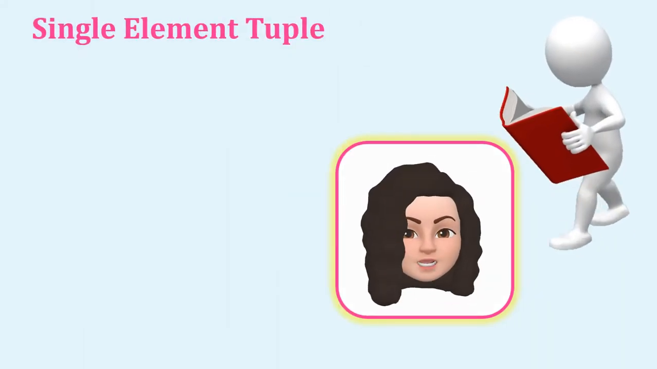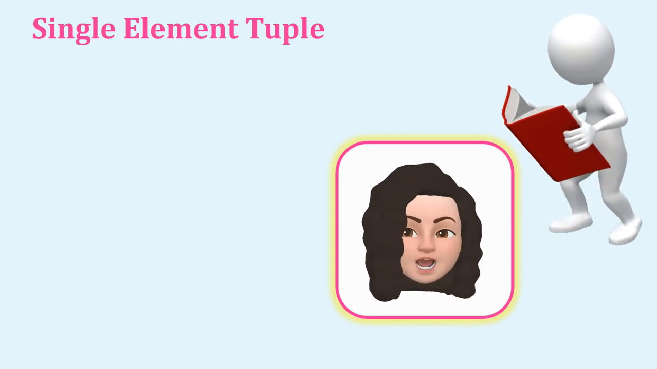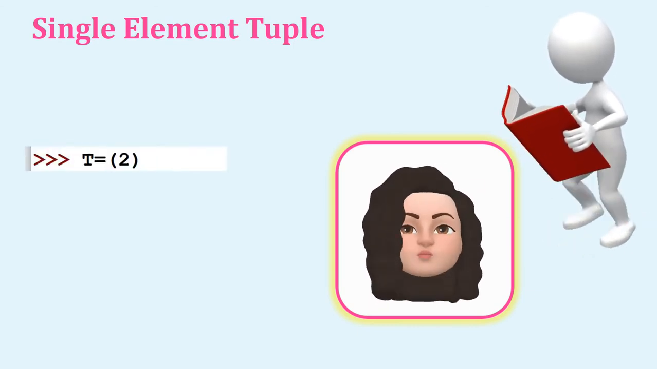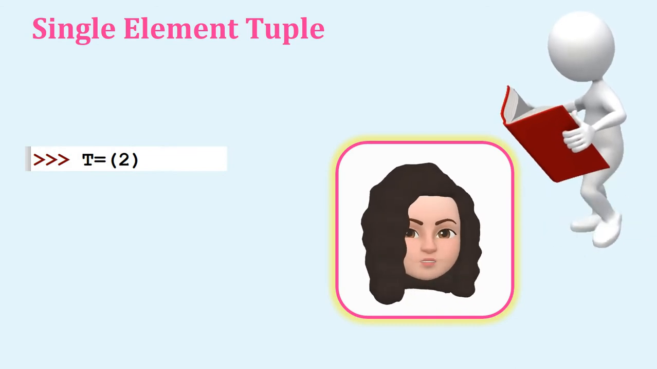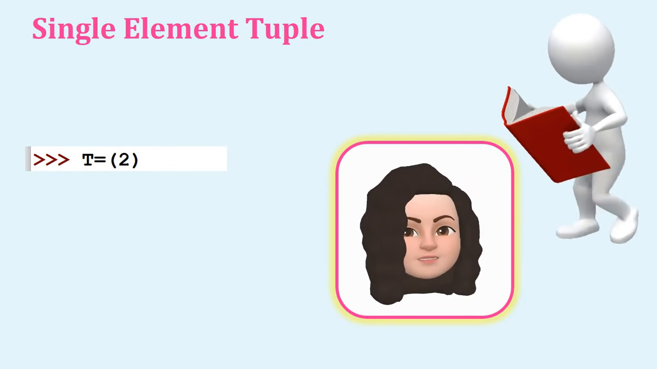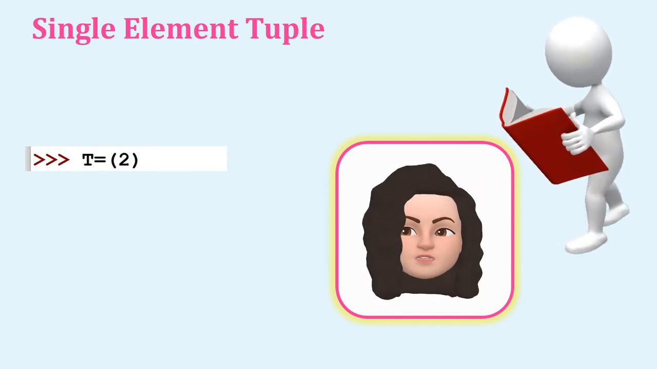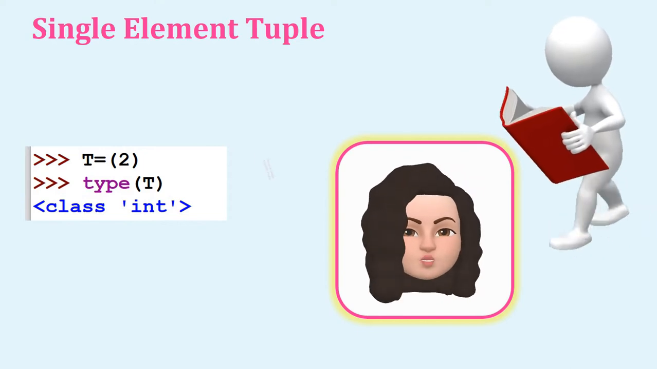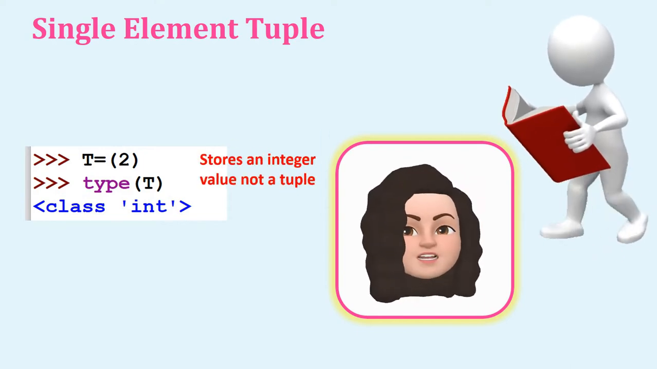Now let's learn how to create a single element tuple. So let's declare a variable t is equal to, within parentheses, I'm going to create only one element, 2. Okay. Now let's check the data type of the variable t. Using type of t, it's displaying the output as class int. So it stores an integer value, not a tuple value.